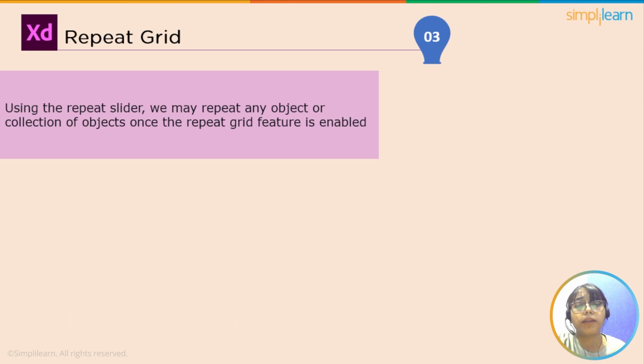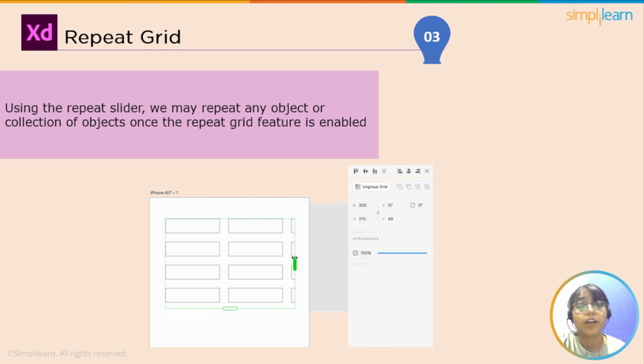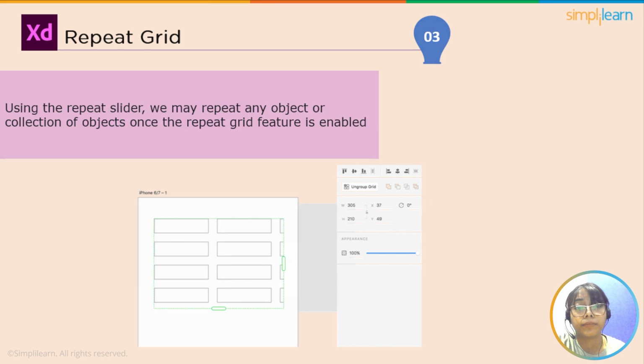It takes a long time to design these UI components. The repeat grid functionality could save our lives in such circumstances. We may turn on the repeat grid for certain items with just one click. Using the repeat slider, we may repeat any objects or collections of objects once the repeat grid feature is enabled. The text and graphics on the repeat grid can also be modified.